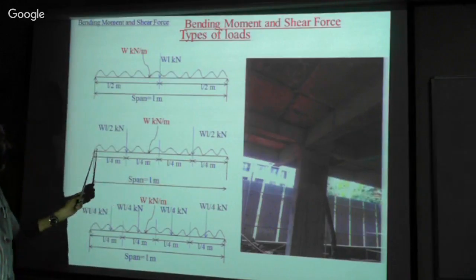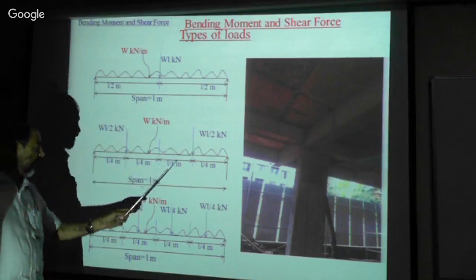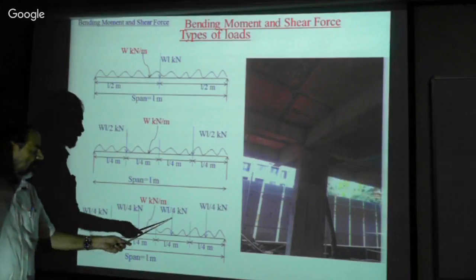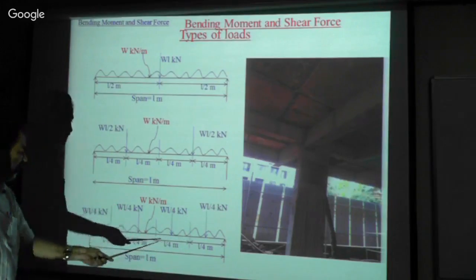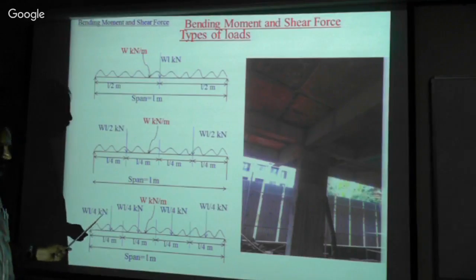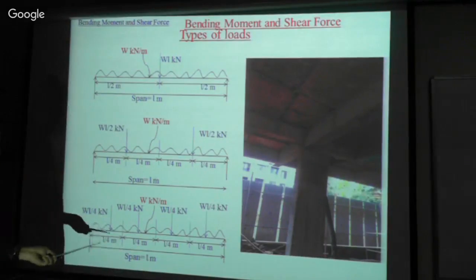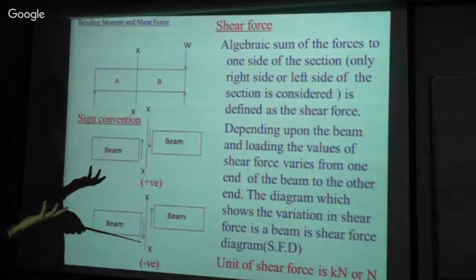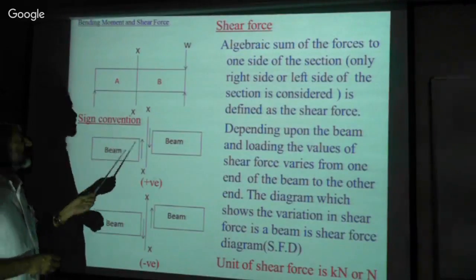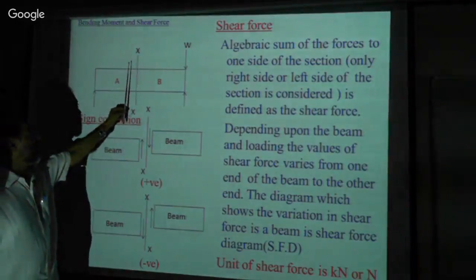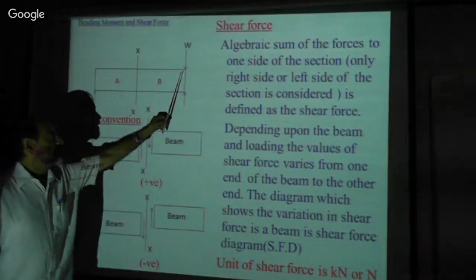Similarly, here I have converted into 2 point loads, whereas here I have converted this into 4 point loads: WL by 4, WL by 4, WL by 4, WL by 4. I have divided the beam into 4 parts, and the UDL in each part acts at the center of that part. It is WL by 4. So we can convert the UDL into a number of point loads for the purpose of computation. And shear force is the algebraic sum of all the vertical forces in a loaded beam, either to the left section or to the right section.